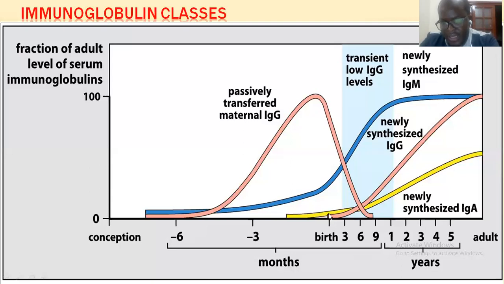And then after birth, the baby will start producing her own IgG. So you can see the newly synthesized IgG here. So this is why you need to protect the baby. Why? It's because the concentration of IgG here is low. And the IgG is the one that is functional against the viruses and bacteria. So the baby needs to be protected here.